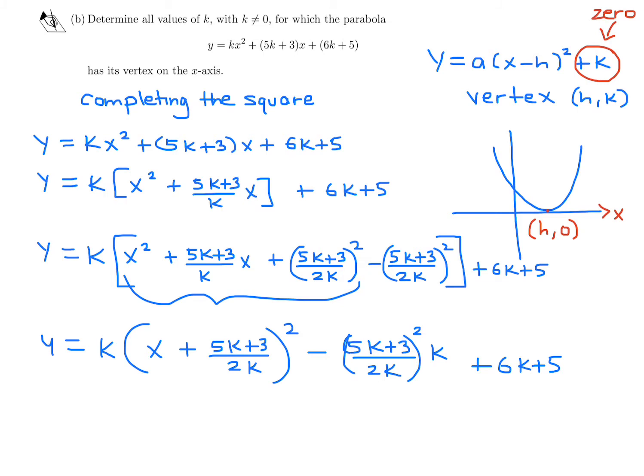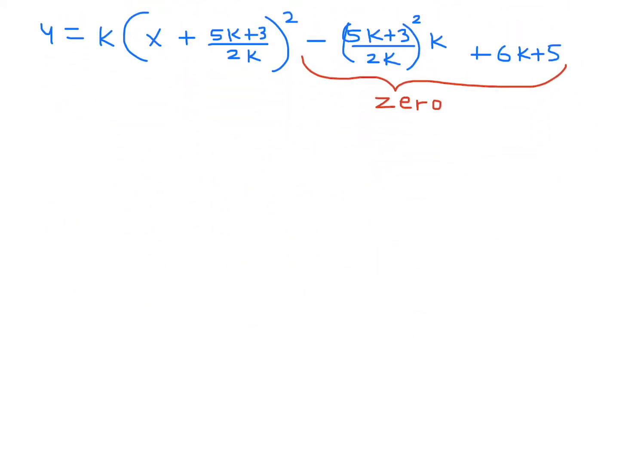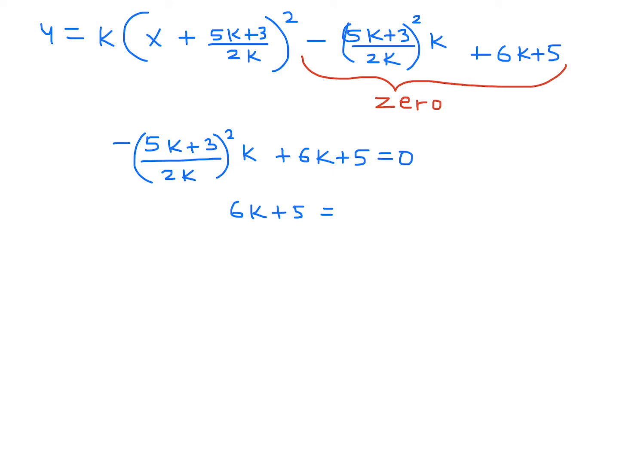It means, I hope you remember, that in order for this to have a vertex on the x-axis, this part of the equation must equal 0. All right? As I had previously mentioned. So let's do that. Set that equal to 0. And I'll just put everything on one side, the negative part on one side. And then if I expand this, I get 6k plus 5. But then I'll bring this 2k squared over. I'll cross multiply it, so I get 4k squared up here, right?